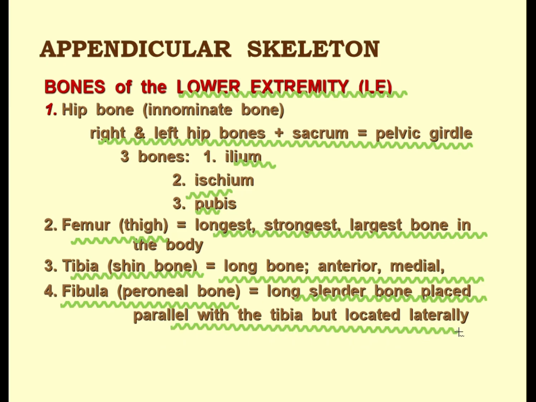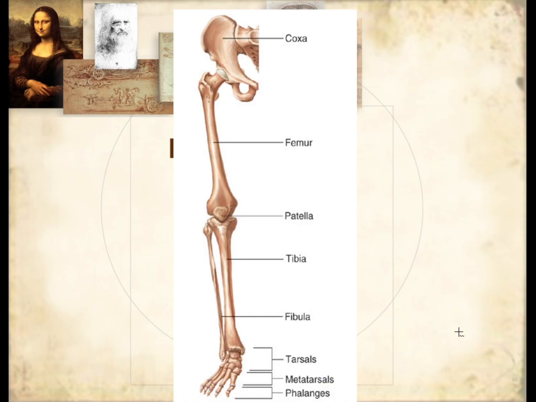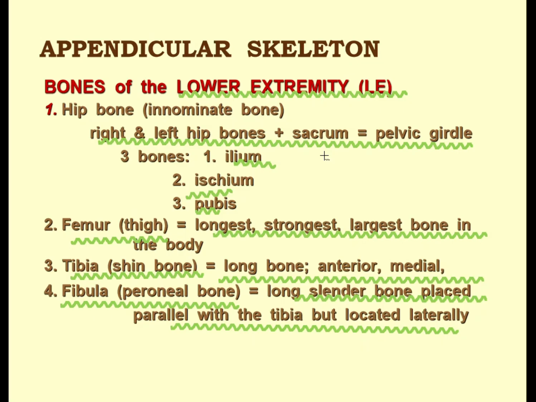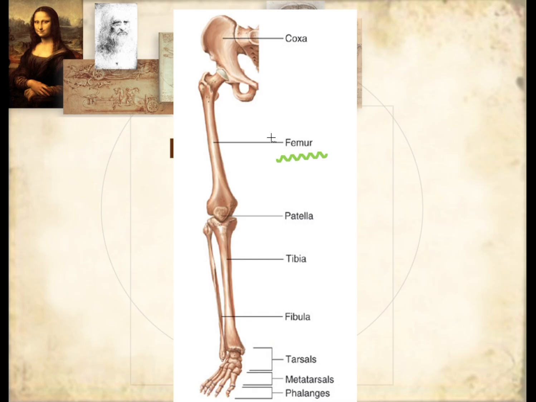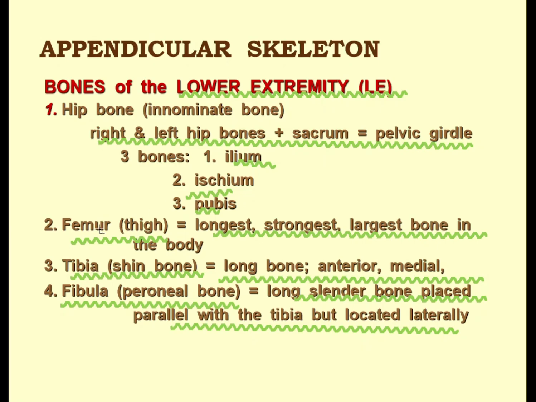So this is all about the fibula. You can see here the hip bone, femur, tibia, fibula. As you can see here, this is the femur. The femur is the longest, strongest, and largest bone. It is the longest part of the bone, right? Next is the tibia.